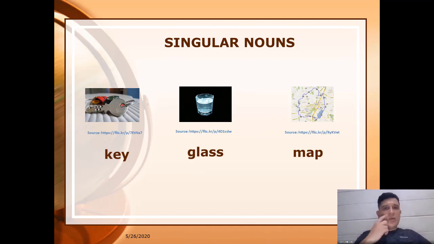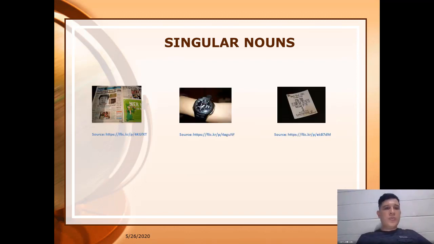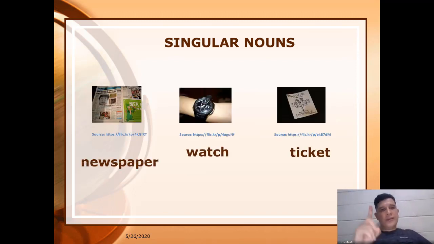Next, more singular nouns. We have the newspaper. Newspaper, only one. Watch, same thing, singular. And we have ticket. Same when you go to the supermarket and you get a ticket, so that's a singular one as well.